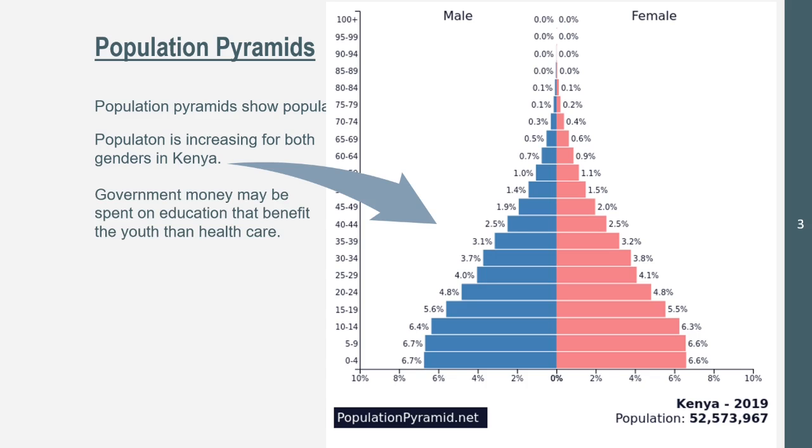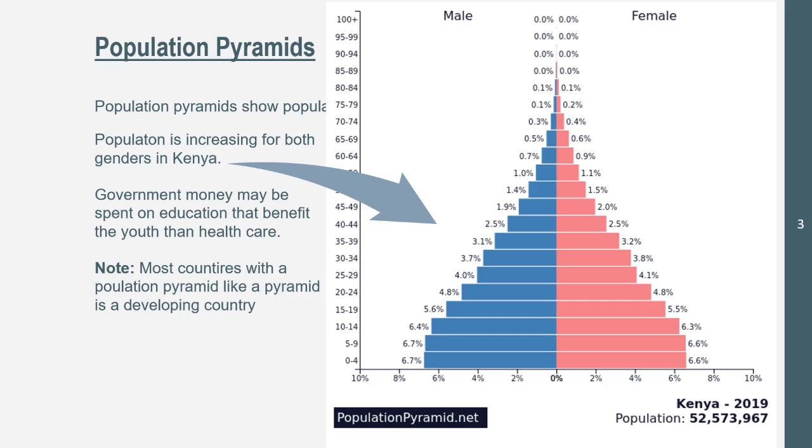Government money may be spent on education that benefits the youth rather than healthcare. This is because there's more people in the country of Kenya that are children. So the government is going to be spending money on what benefits the majority of the country. There is less people in that elderly stage, hardly anyone over the age of 65. So they're not going to be spending stuff on the healthcare or any other senior benefits.